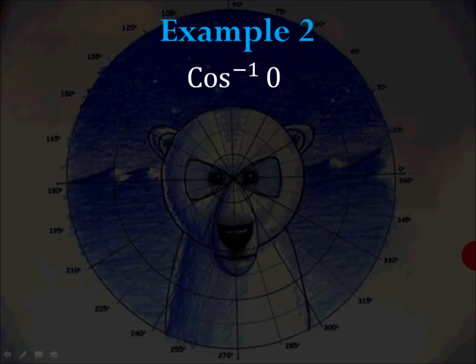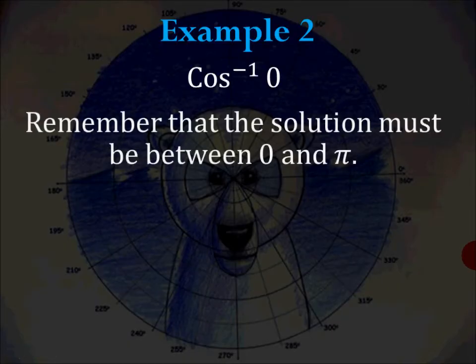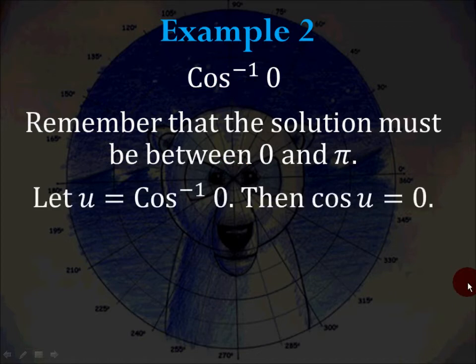Number 2, the inverse cosine of 0. So again, you want to ask, where is this going to happen? And the solution has to be between 0 and pi. So that's the range for the inverse cosine. So let's call u the inverse cosine of 0. That means the cosine of u is 0. In other words, what value between 0 and pi will give us a cosine of 0?